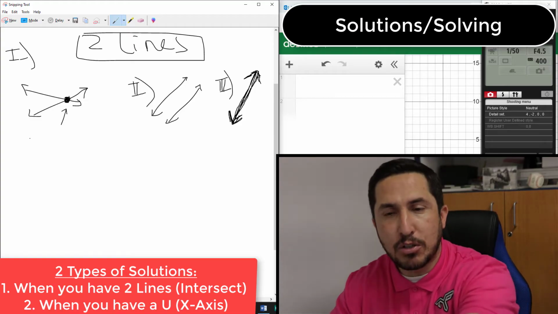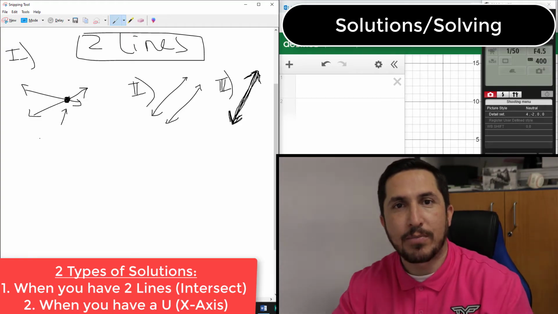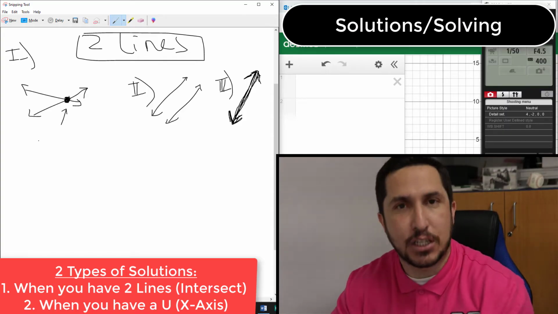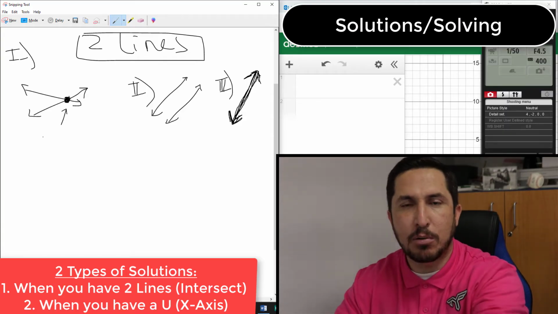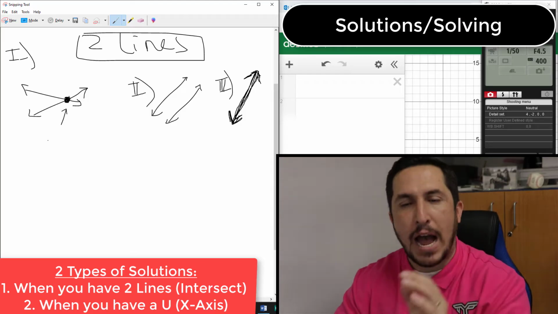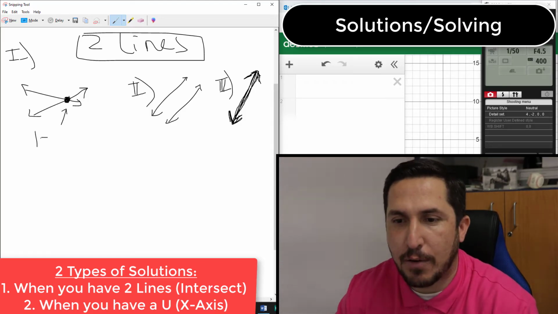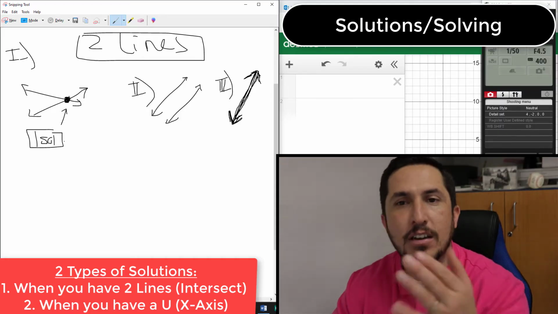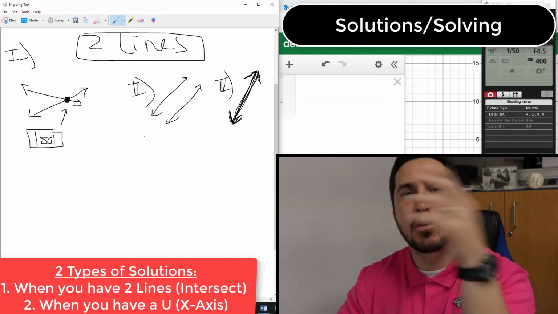Now how many solutions are on that picture? That's me asking you, how many times do the lines touch each other? Solutions, when it comes to 2 lines, is where they touch each other. So how many solutions are in that picture? There is only 1 solution. And where is it? Right there where the lines meet each other. All right, let's go to the second one.